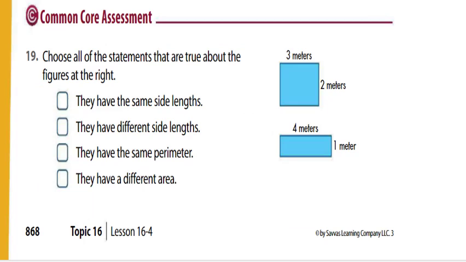Okay, so here you have an assessment for today's lesson. Choose all of the statements that are true about the figures at the right. So at the right you have 2 rectangles and you have to check the statements which are true. So the first one is they have the same side lengths. Second, they have different side lengths. Third, they have the same perimeter. And fourth, they have a different area. So find the perimeter for both shapes, write it on the side, and then just check the statements that are true.